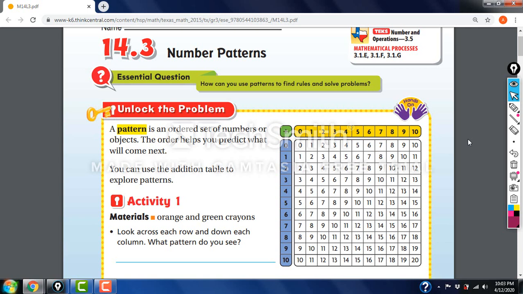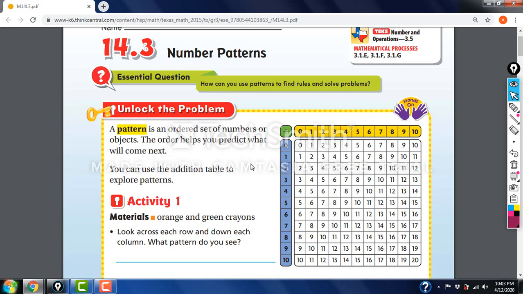We're looking at a pattern. And again, it says a pattern is an ordered set of numbers or objects. And here's the key: an ordered set of numbers or objects. The order helps you predict what will come next. And once you see a pattern for something, it's going to help you to predict what will come next.